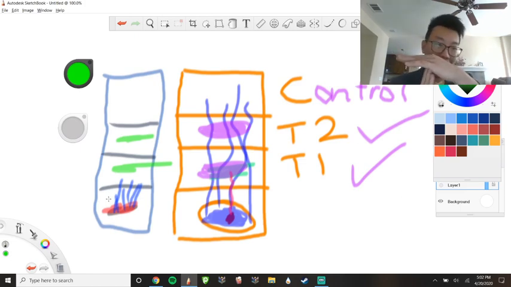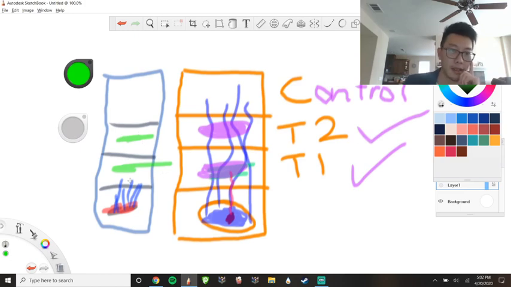Pause the video, guess. Is it going to be a false negative, which means it says you don't have the disease, but you actually do? Or is it going to say that you have a false positive, which means you don't have the disease, but the test says that you do? All right, unpause when you're ready.